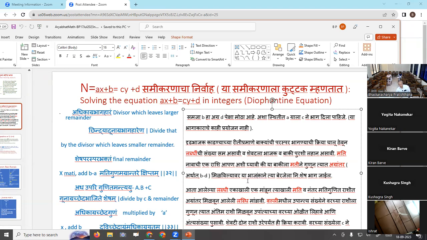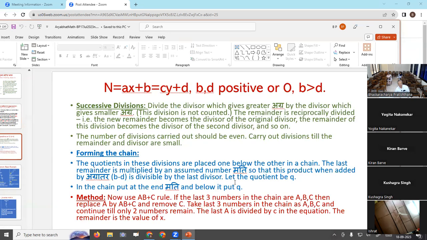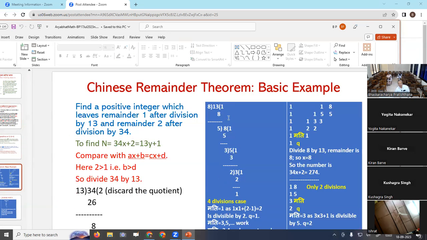And then there should not be any new remainder. So the expression is completely divisible by the last divisor. Okay. Now after that there is a procedure. So at least first of all I will explain this part by an example, and then it will be better.